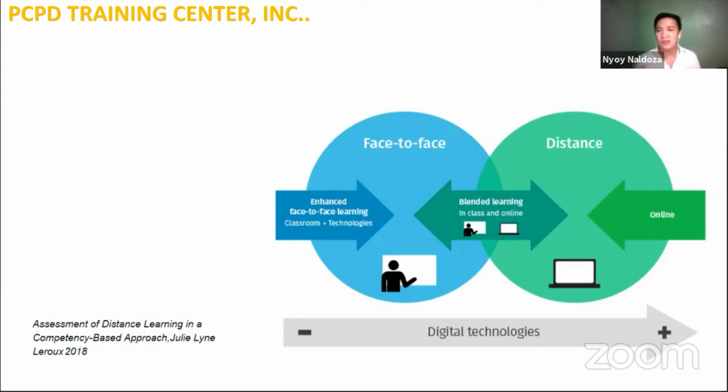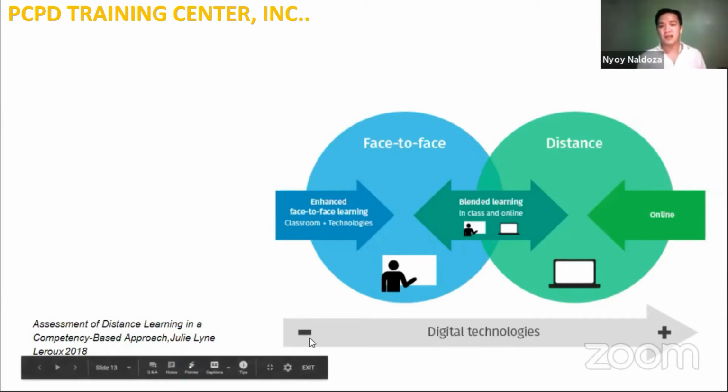Then going through the idea of full online, there's no physical contact at all, but you are delivering your class in a learning management system, and you're giving your instructions there. If you look at the lower part of the diagram, we have here the digital technology, wherein the digital technology requirement increases as you go further into the advanced levels of modality.